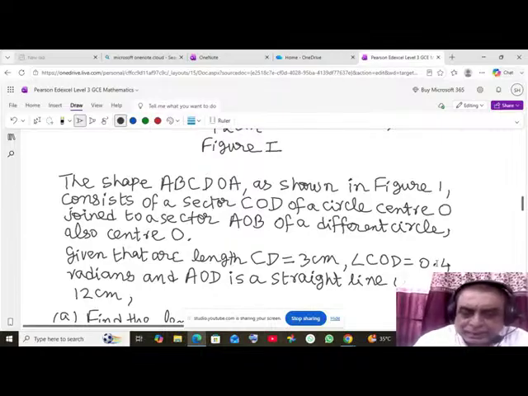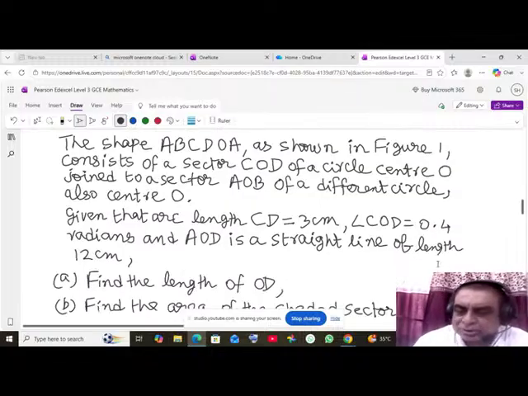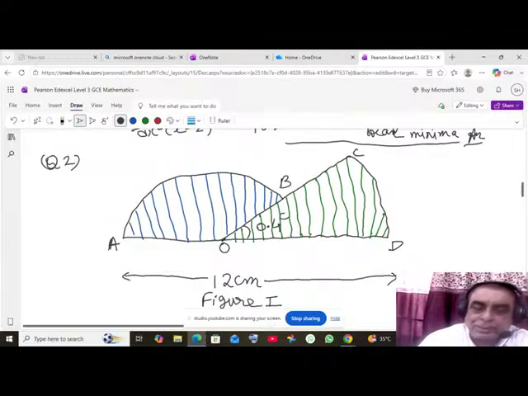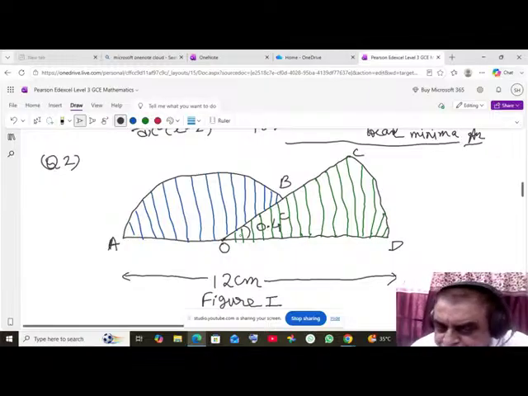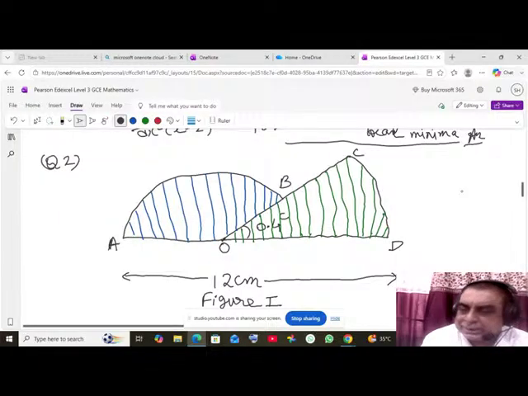So the shape ABCDOA shown in figure 1 consists of the sector COD of a circle with center O joined to a sector AOB of a different circle, also with center O. So here it is saying there are two sectors. Sector means a part of a circular region which is bounded by two radii.